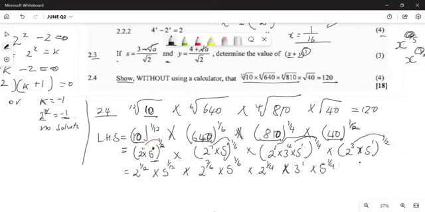And then this one multiplied by this one: 2 to the power 3 all over 2. This one multiplied by this one: 5 to the power 1 all over 2.